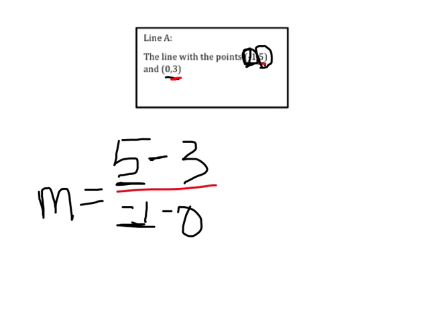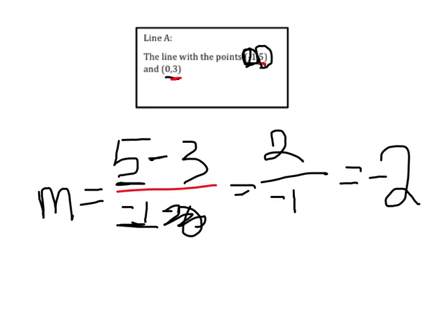So my 5 and my -1 both came from the same point. 5 minus 3 equals 2. -1 minus 0, subtracting 0 just leaves it as -1. Lastly, 2 divided by -1 is -2. So my slope for line A is -2.